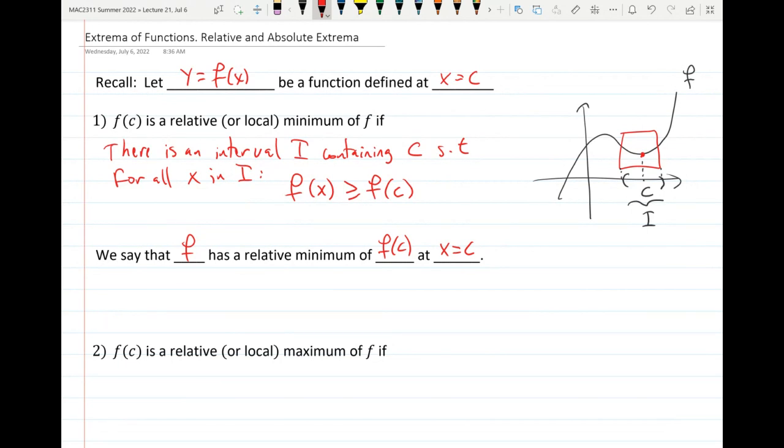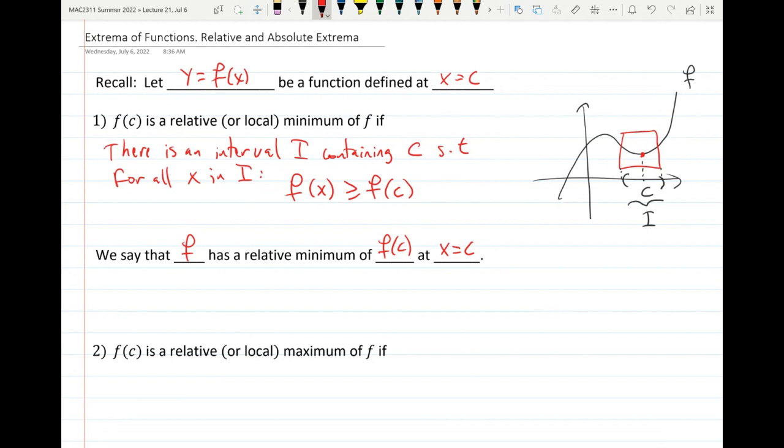Are you okay with this definition? And then, in the particular case that the interval I can be taken to be the entire domain of the function, we call this an absolute minimum. In other words, the absolute minimum of a function is the lowest point if it exists. Sometimes it doesn't exist. Like for example, this graph that I draw here, if this keeps going down non-stop, there's no absolute minimum because it goes down to negative infinity.